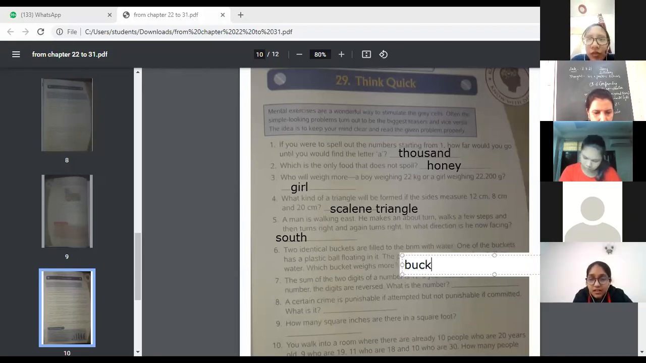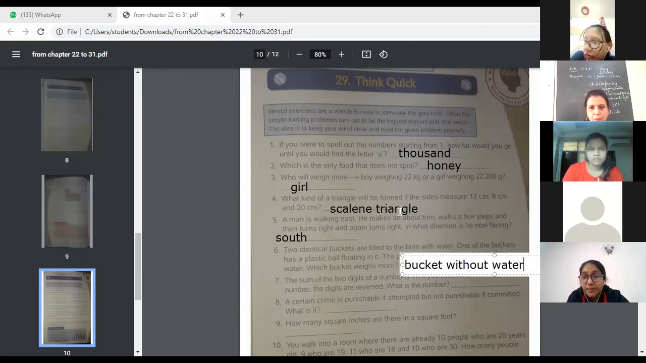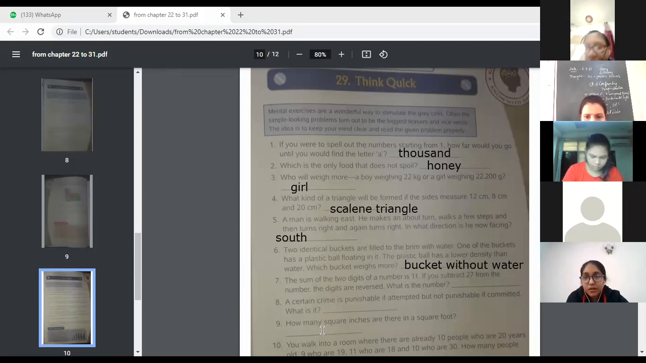Because the ball has some volume, so the place where the ball is kept will be filled by water in the other bucket, and the weight of the water is more than the ball. Yes, this is the reason. So the bucket without the ball weighs more.